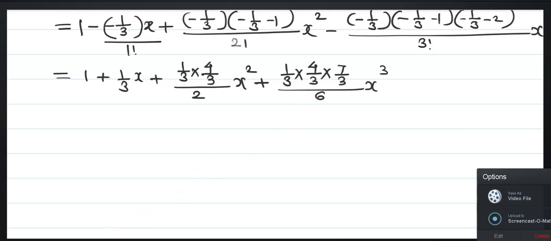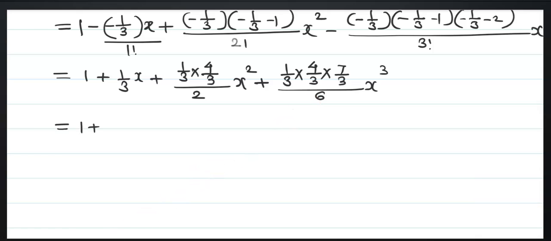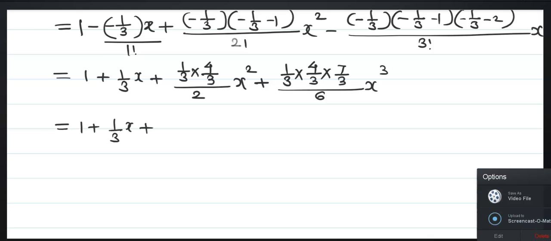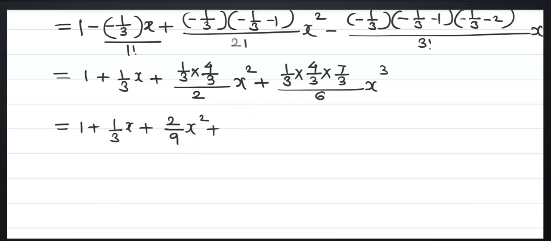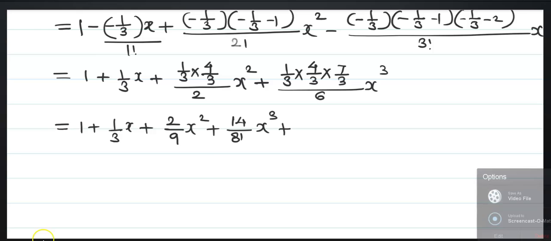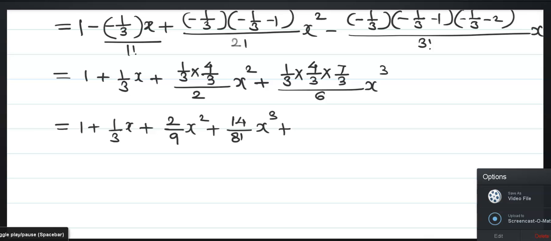Now here is a 6 and we can simplify this. The first term is as it is, second is also as it is, but we will simplify the third term. That is 2 by 9. Because this is multiplied and reciprocal, it will become 1 upon 2, 2 upon 3 into 3, 9 into x square. Now the next simplification, it is 14 upon 81 into x cube plus dash dash. We require only the 4 terms and hence.